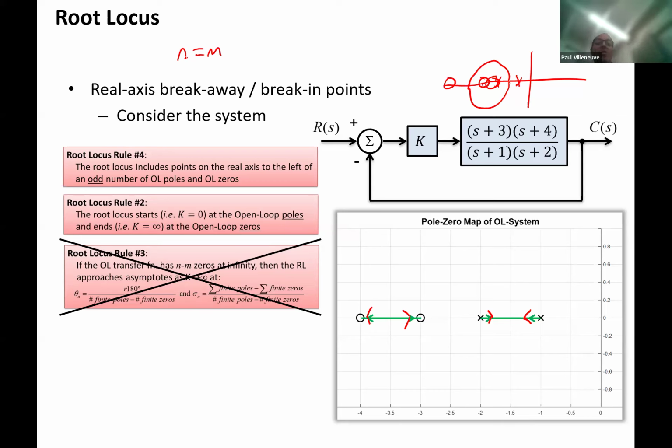I don't have to worry about it. So in this one, you can certainly do the root locus, but what you would do is you would divide by 0 over here, right? n minus m would be 0, so you're dividing a number by 0, so you wouldn't even be able to do it. So don't use root locus rule 3 if you have no infinite zeros.